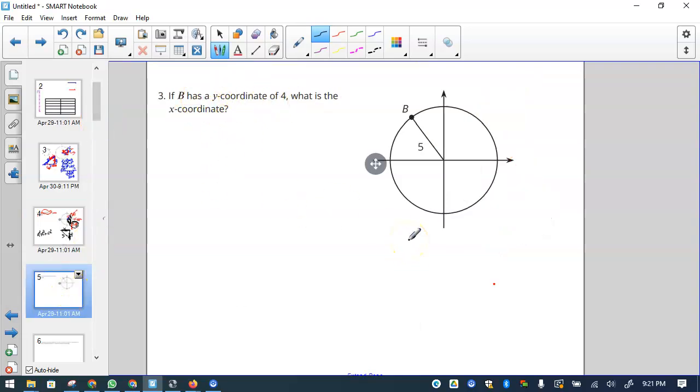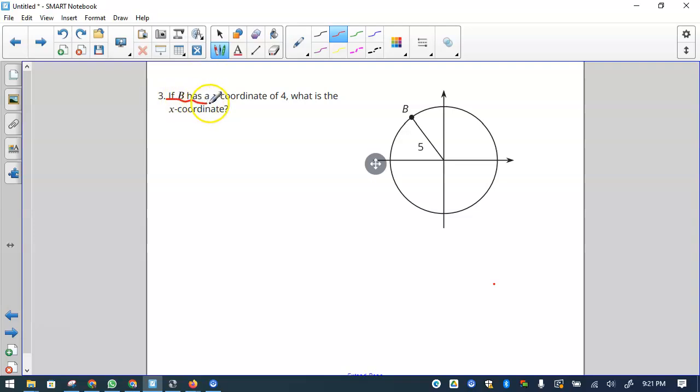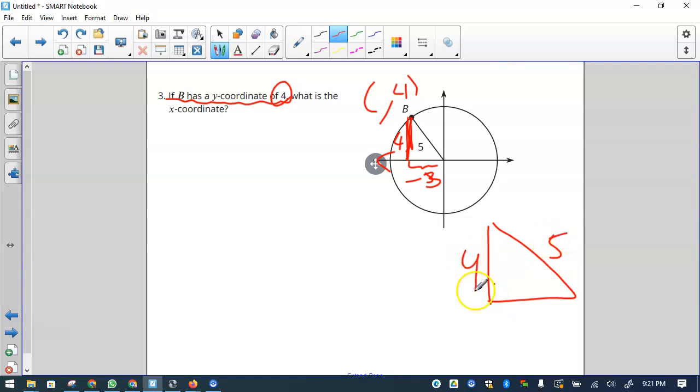now again this time the y coordinate is 4, that means this height is 4, this is 4, right? So if that is 4, then what is this? It is 3, but I'm going to write it on the negative side, right? Negative of the x-axis. So you have a triangle like this, again 5, 4, 3, and I'll write -3 just to show that it's on the negative side.